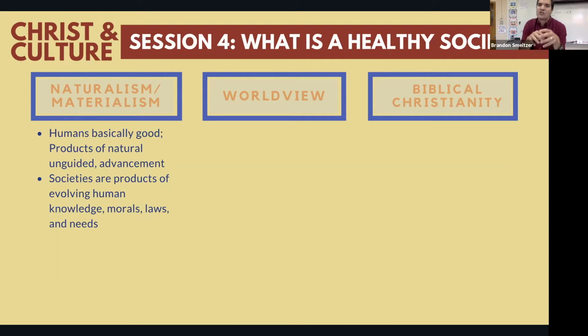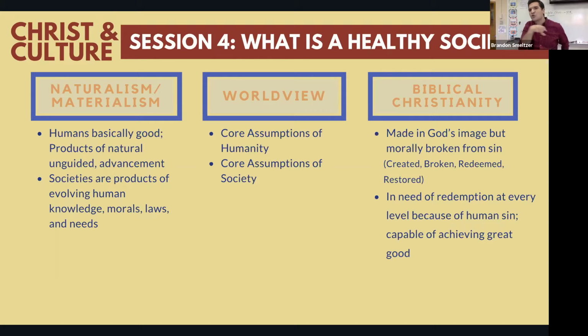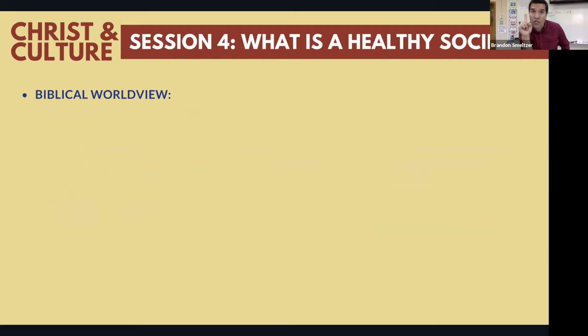Okay, great. But the biblical worldview is different. We're going to say we're made in the image of God, but we're morally broken from sin: created, broken, redeemed, restored. So if that's true about the individual, then that's also true about societies, meaning I can take societies and filter them through created, broken, redeemed, restored. How were societies created? Watch this. What was the first human society? The garden. People living together in an ordered community. The garden. God, Adam, and Eve were the first human ordered community. That's critical. Now, we know that sin entered in and broke that.